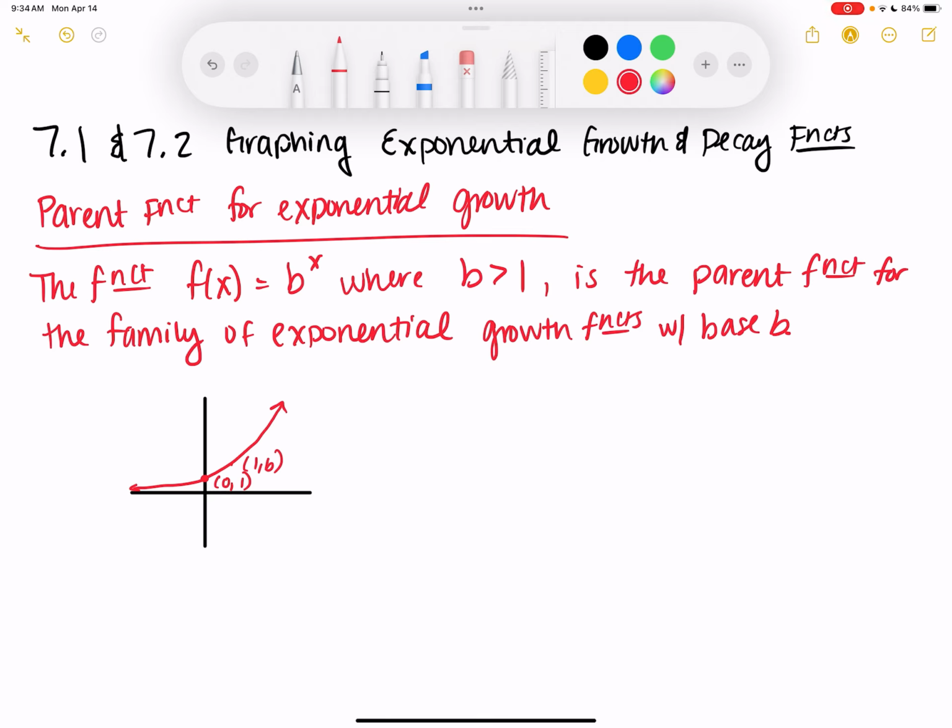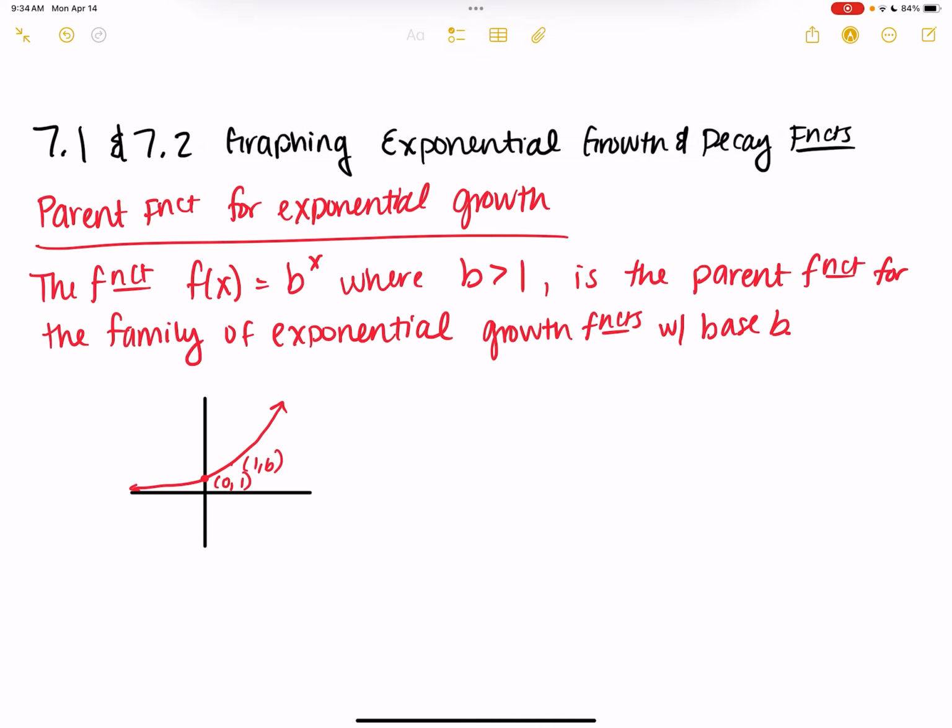and basically in the negative direction, it's going to get closer and closer to 0, but it's never actually going to touch it.